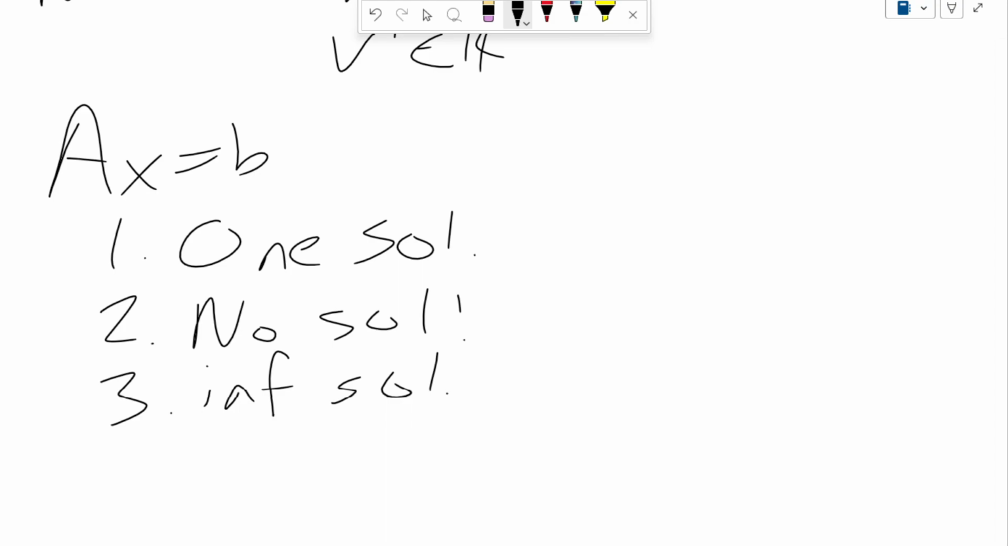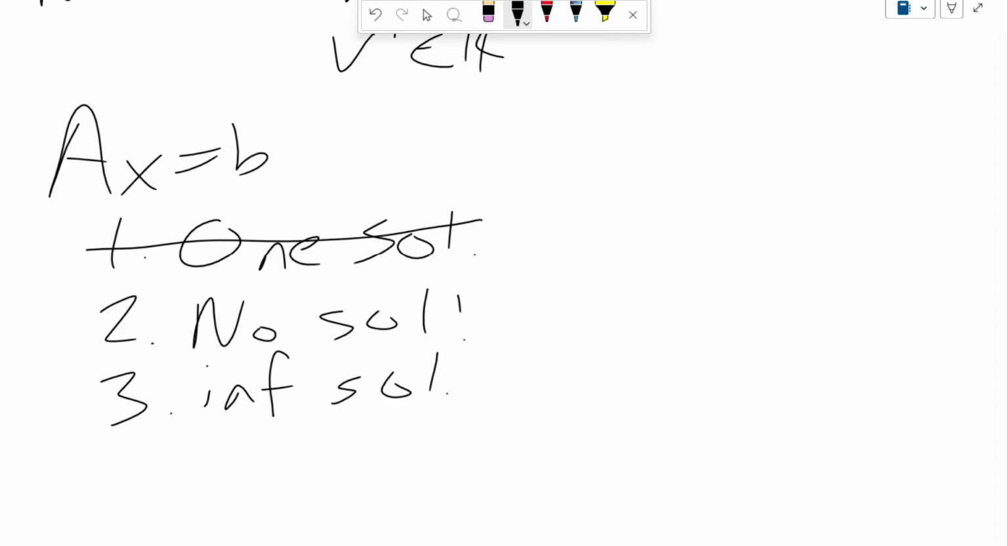So right now, we really don't have many tools to figure out which of these is true. Even if you can find one solution to your problem, how do you find all the solutions? Or how do you know if there will be infinitely many solutions? And I want to basically show you how you can use the null space to eliminate option 1.